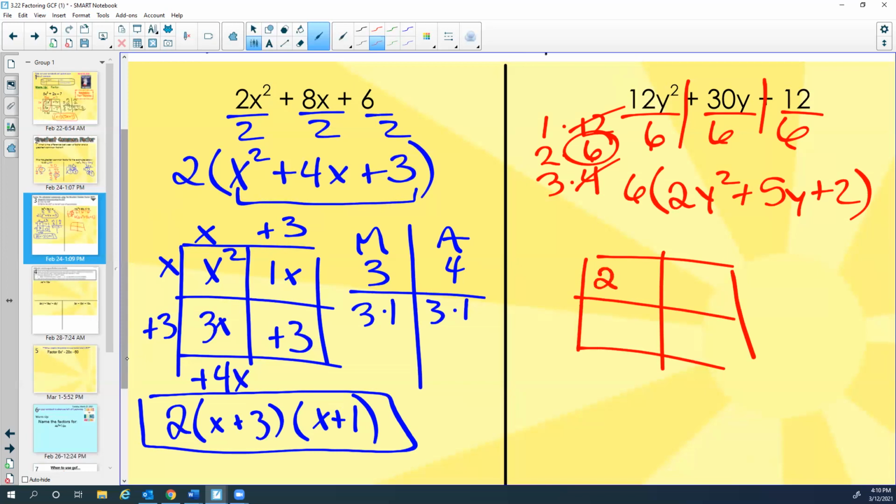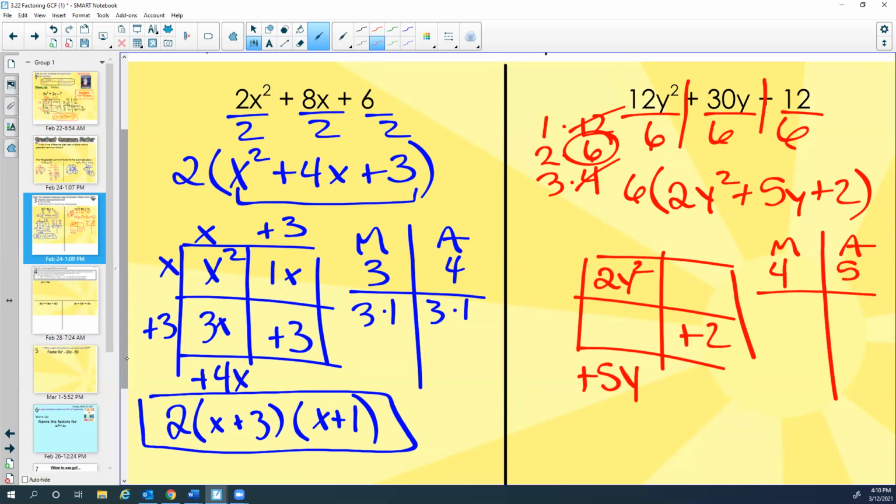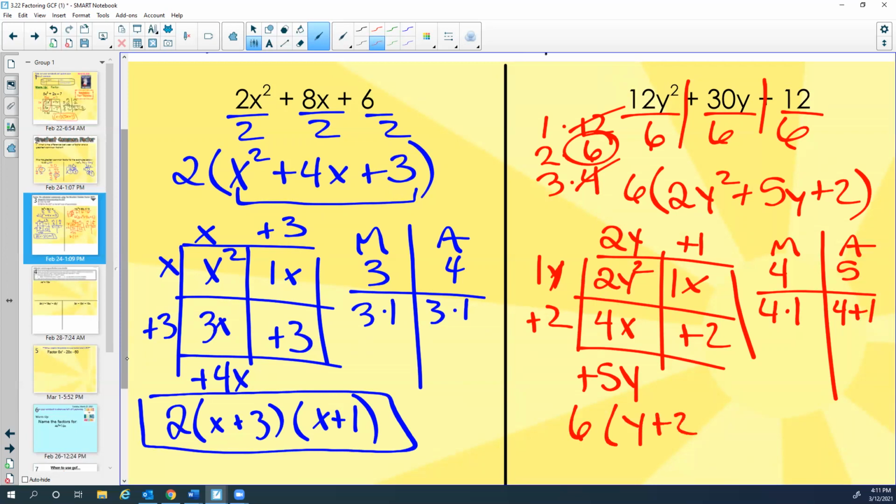Go do my box. 2y squared plus 5y plus 2. My MA chart, I get 4 on the left, I get 5 on the right. That means 4 times 1 is my factors that go into my box. So at the top here, I'm going to get 2y. To the left here, I'm going to get 1y. I'm going to get a plus 1 here, and I'm going to get a plus 2 here. So final answer is 6, (y plus 2), (2y plus 1).